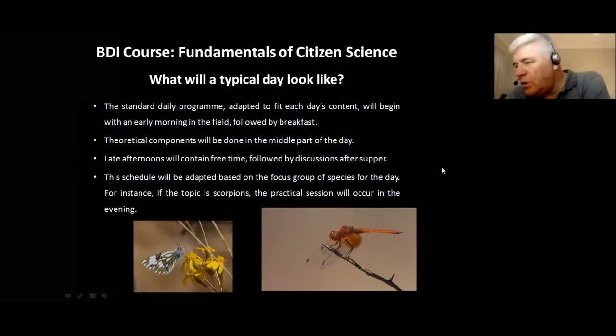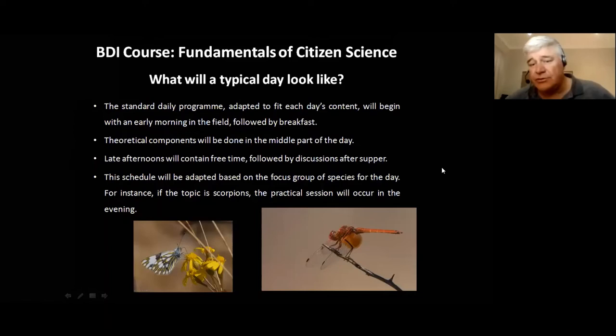We'll always look at spending the best times of the day in the field, and that's of course early morning, and that'll usually be followed by a late breakfast. And then the theoretical aspects will be covered during the downtime in the middle of the day. We'll also then have time to just take time off and have some leisure time, and then we'll have informal discussions, both I'm sure during the days, but also particularly after supper.